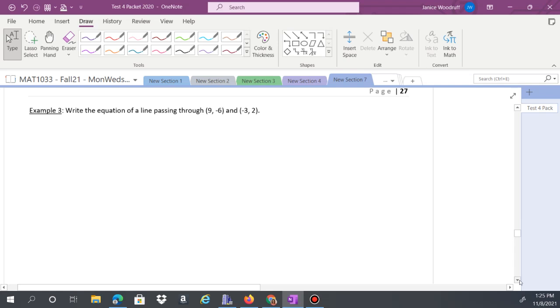Okay, example 3, write the equation of a line passing through 9, negative 6, and negative 3, 2. So we have 2 points on a line. What can we do with 2 points on a line? Find the slope. So that's what we're going to do first. We're going to use m equals y2 minus y1 over x2 minus x1. So this will be x1 and y1, and then this will be x2 and y2.